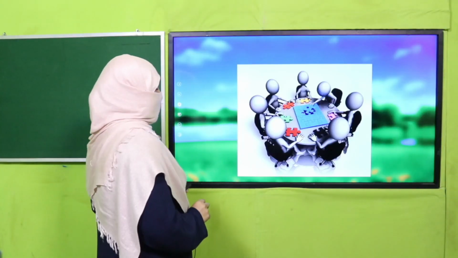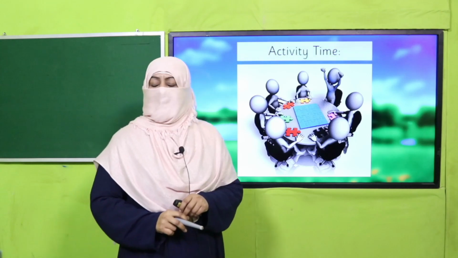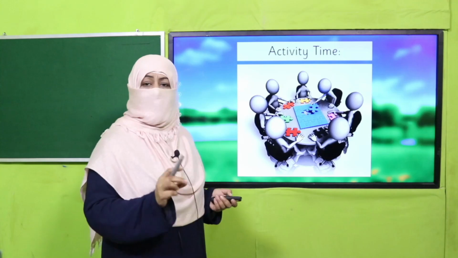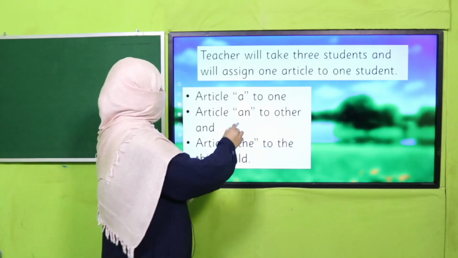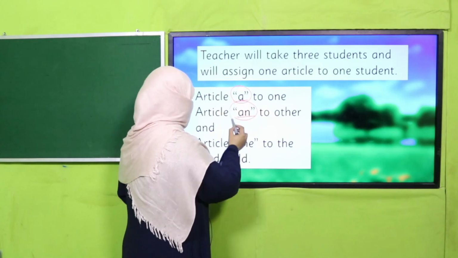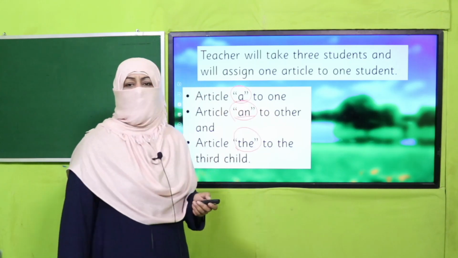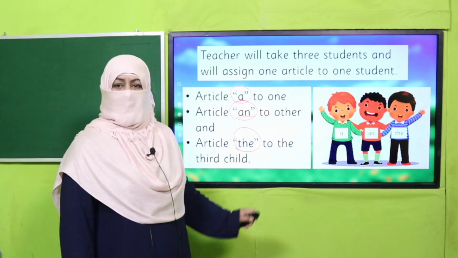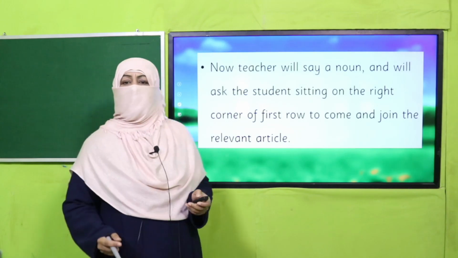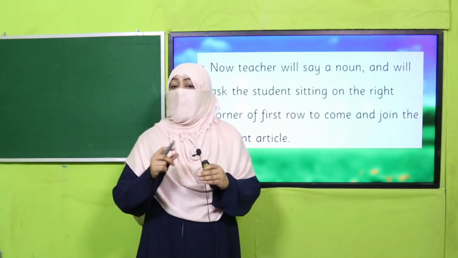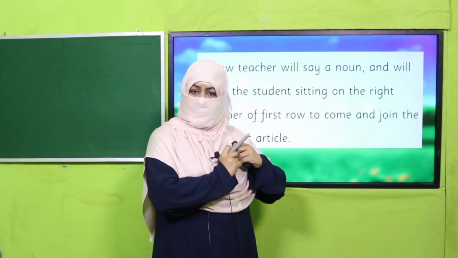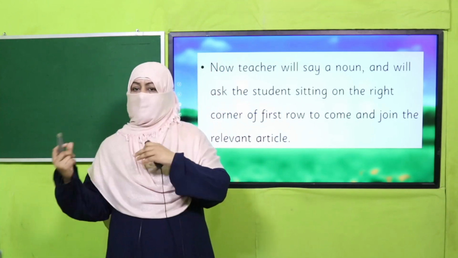All right. So here is an activity. We have learned the use of "a" and "the." Teacher, what you will do, you will take 3 students and you will assign one article to each child. One article, "a," will be given to one, "an" will be given to another, and "the" will be given to the third one. When you are done with it, you will say a noun, and you will call a child. This child will connect with the relevant article and will say the noun and article.